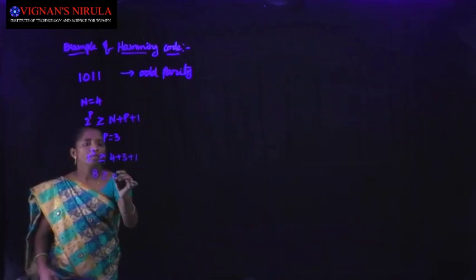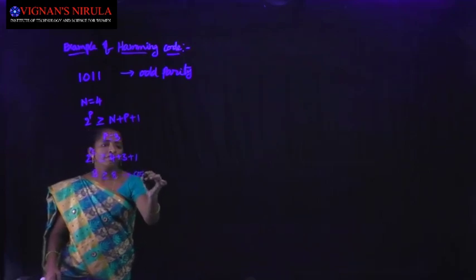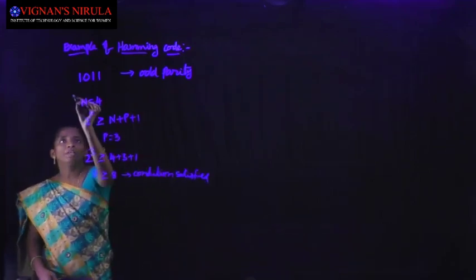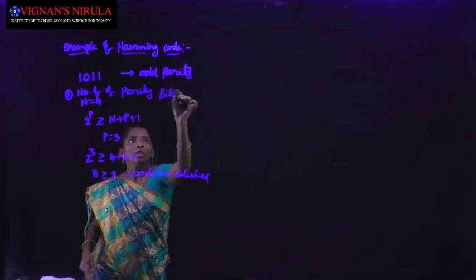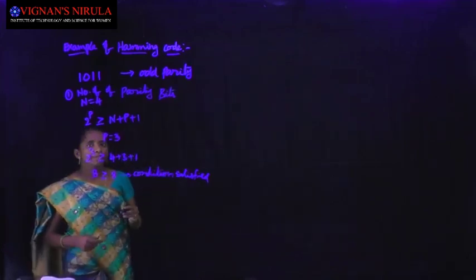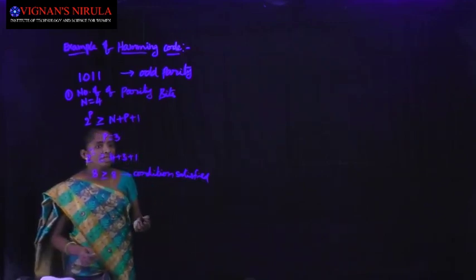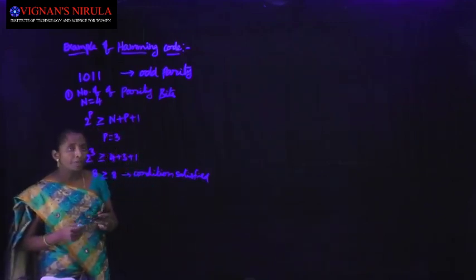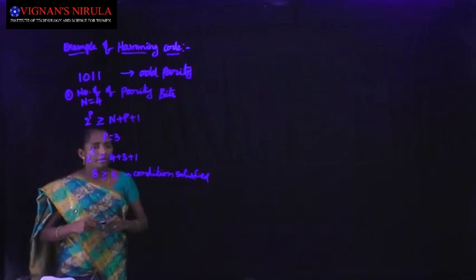Greater than or equal to 8. So the condition is satisfied. In the first step, find the number of parity bits. So what is the number of parity bits? The parity bits are 3 and the information bits are 4. So we are going to design a Hamming code for 7 bits.